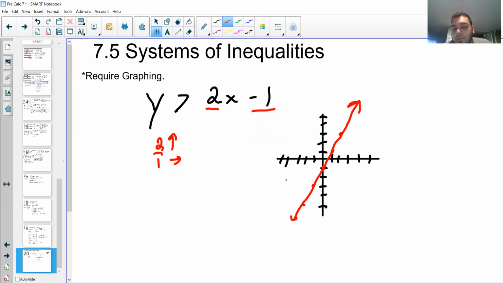But this is not an equal sign, this is an inequality. So first thing you should note, I'll make this greater than or equal to, and then I'll talk about the differences between greater than and greater than or equal to.